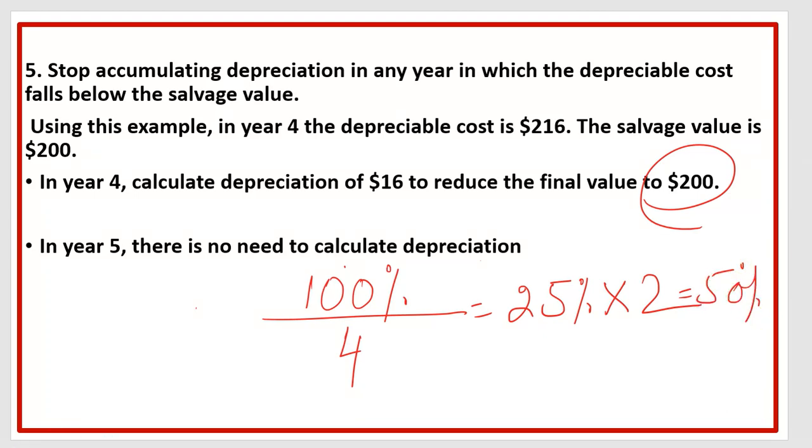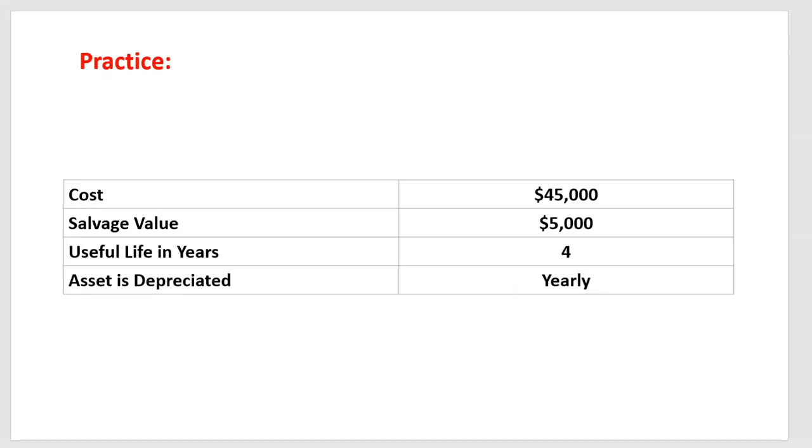Here I have set a practice problem for you. The cost of your vehicle or equipment is 45,000, salvage value is 5,000, useful life is 4 years. Same thing, you divide 100 by 4, which is equal to 25, multiply by 2, which is 50. So your depreciation rate is 50%. You have to depreciate every year, but you have to keep 5,000 at the end of the third year or fourth year. Now this is the practice problem. When you solve it, you will learn more.